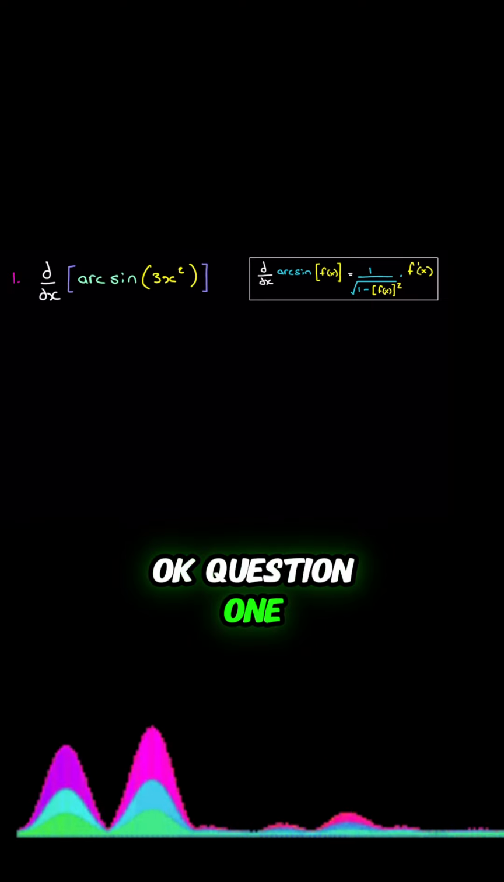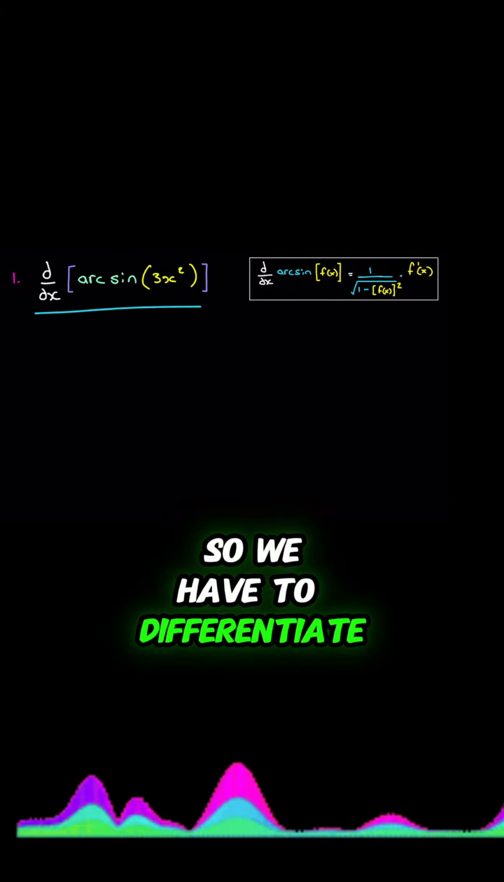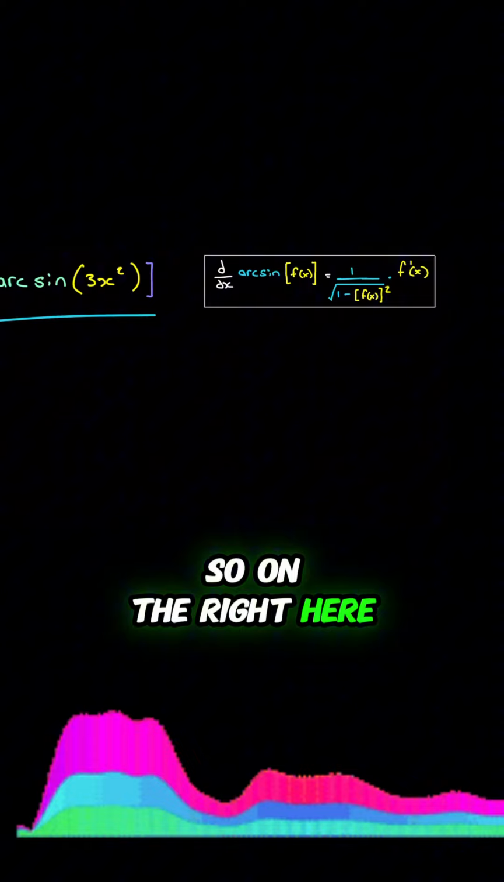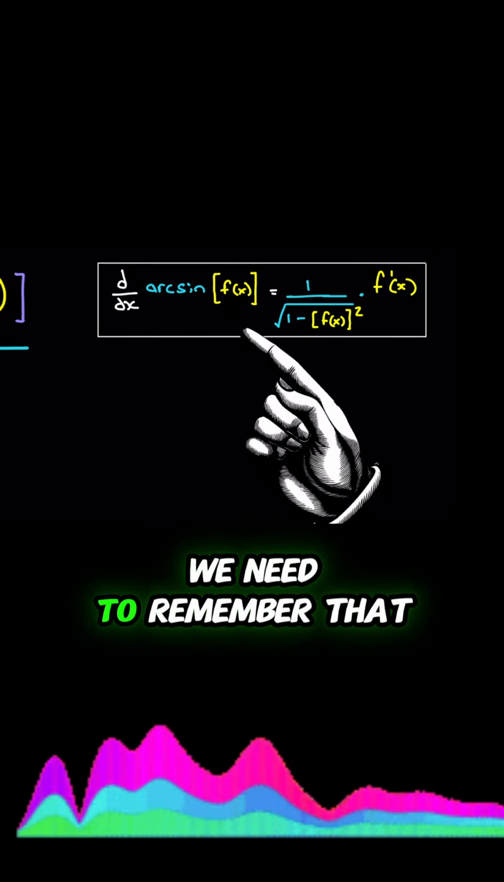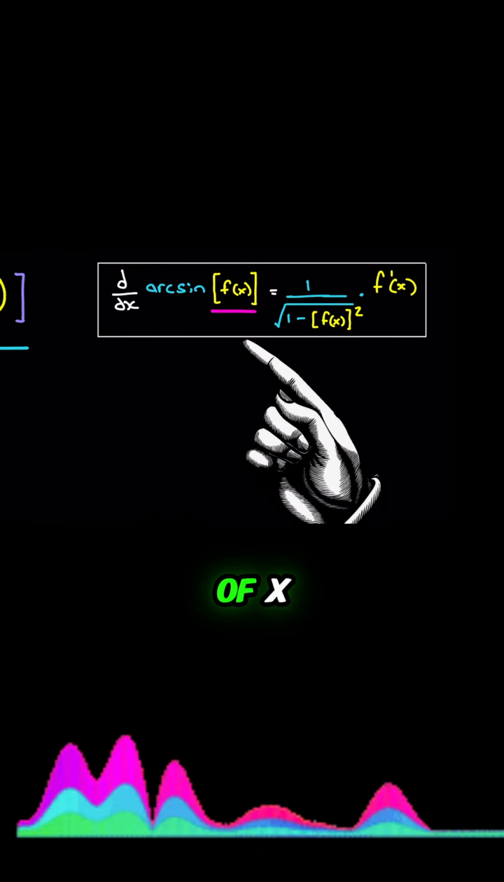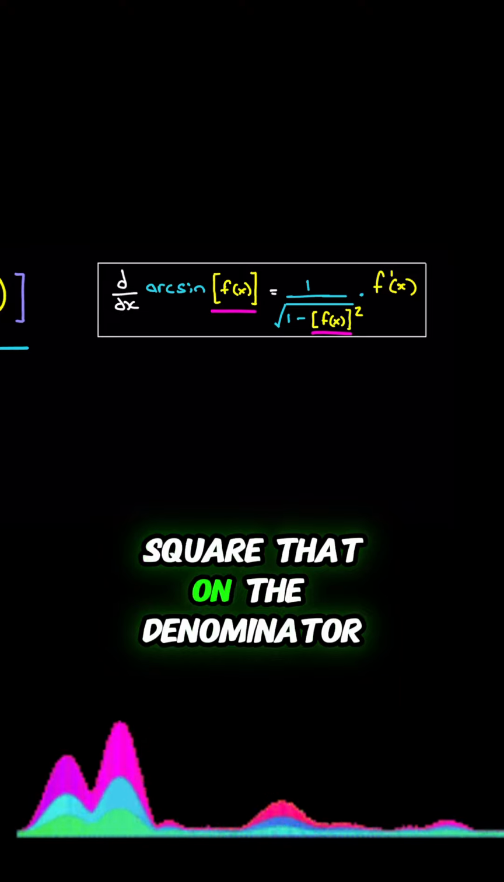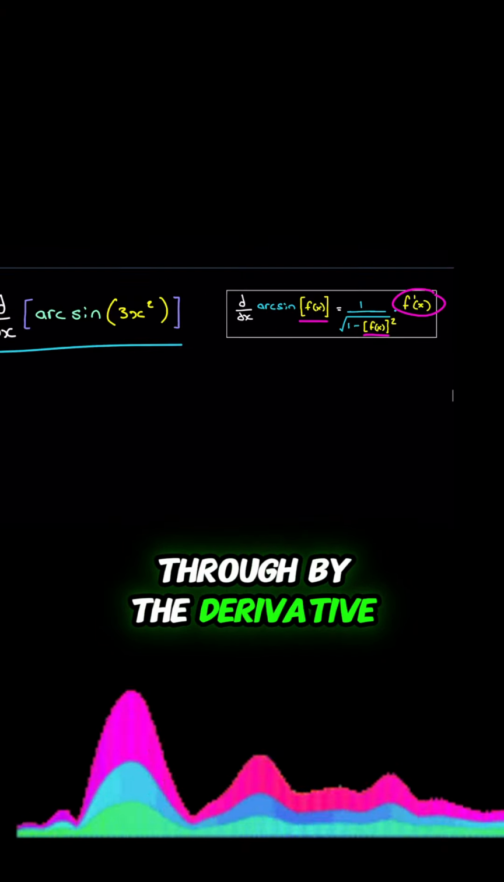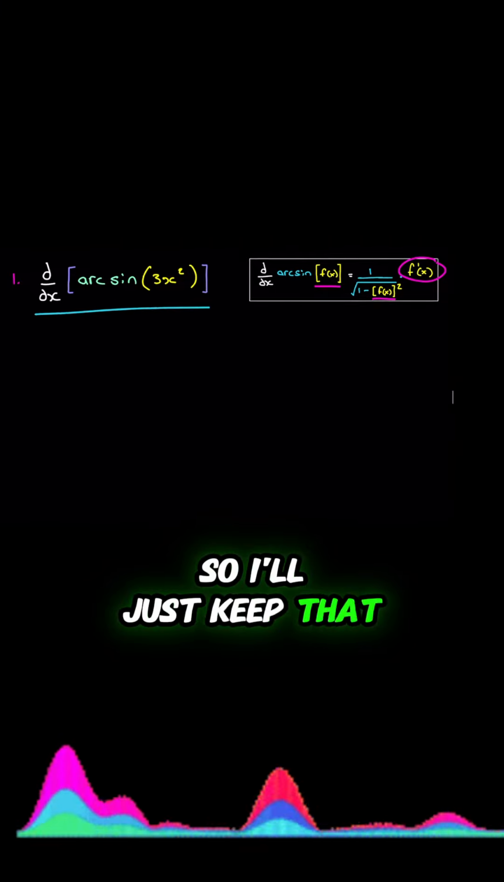Okay, question 1. So we have to differentiate arcsine of 3x squared. So on the right here, I've just reminded you that we need to remember that if it's got a function of x, then not only do we square that on the denominator under the radical, but we also have to multiply through by the derivative. So I'll just keep that up there to remind you.